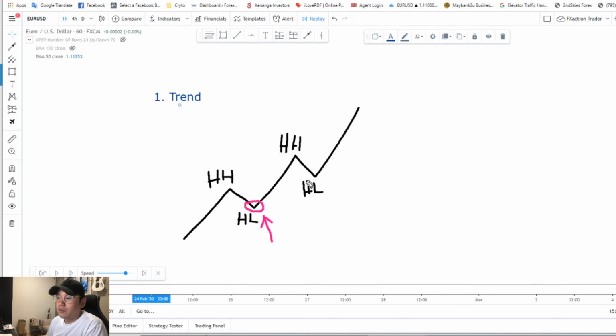So what is the confirmation? The confirmation is very simple. The market needs to continue to create a new higher high in order to be in a valid uptrend. So what we do is wait for the previous higher high to be broken, and only then we enter at the next higher low.